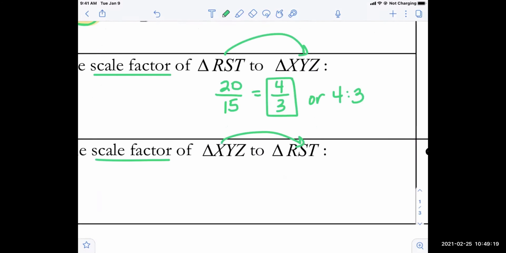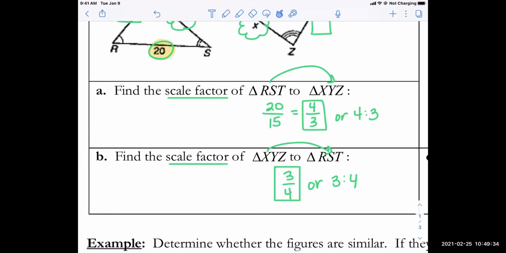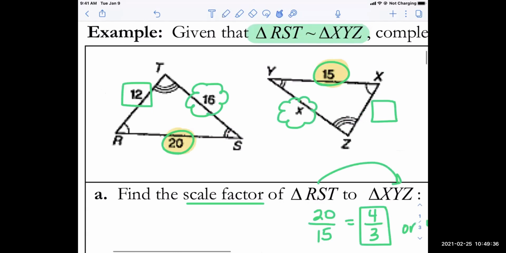3/4. Okay, you're just comparing them in the opposite way. So you either say 3/4 or you say 3/4. But the numerator is going to correspond to the first shape that's listed, and then the denominator will correspond to the second shape. If it doesn't give you an order like that, it just says what's the scale factor, your default is left to right.